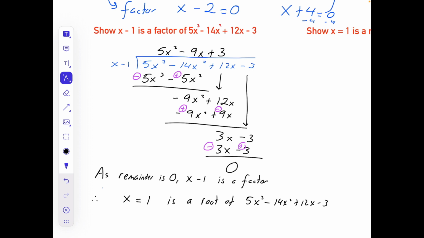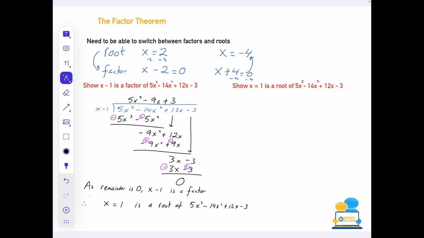Okay, if we've shown that something is a factor, we can then change that factor into a root using what we did up there at the top. If x minus 1 is a factor, that's x minus 1 is equal to 0, plus 1 plus 1, we get x is equal to 1. We can say that that is a root. We haven't really discussed roots too much. We're going to do that now on the other side. But if you show that something is a factor, you can then conclude that you can also find your root.